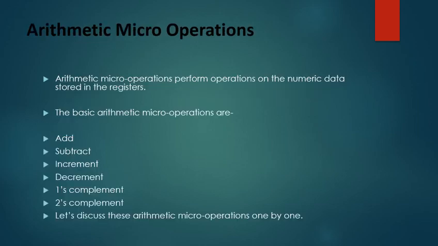Now let's start with the arithmetic operations. Arithmetic micro operations perform operations on the numeric data stored in the registers. Now the basic arithmetic micro operations are addition, subtraction, increment, decrement, ones complement, and twos complement. Now let's discuss these arithmetic micro operations one by one.